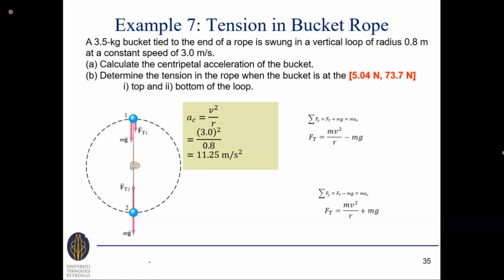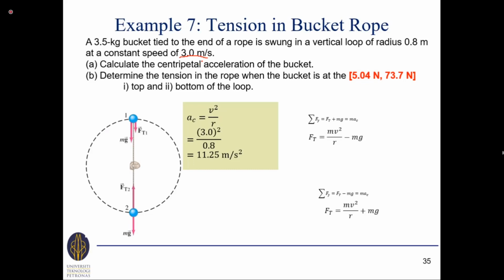Okay, all right, so back to this one. You have a 3.5 kg bucket tied to the end of a rope and swung in vertical loops. So you know that circular motion can be horizontal, and it can also be vertical. In this case, it's a vertical loop with radius given as 0.8. Constant speed is also given, 30. With this constant speed, we don't really care whether it is clockwise or anti-clockwise motion, not yet.